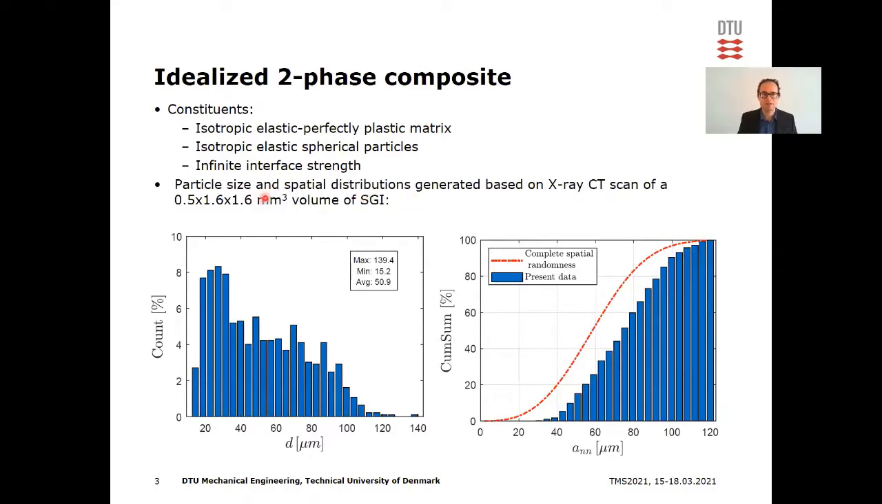The particle size and spatial distributions were generated based on the graphite particles contained in a small volume of spheroidal graphite iron. Here you see the distribution of the particle diameters as well as the distribution of the particle distance to the nearest neighbor.